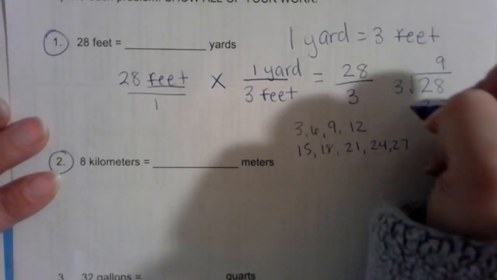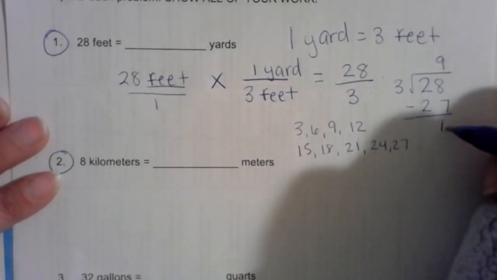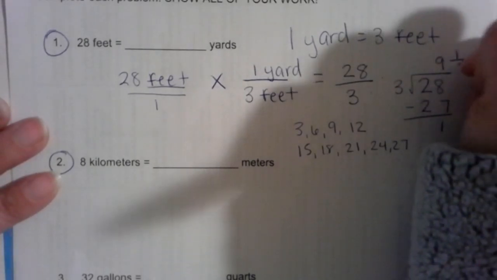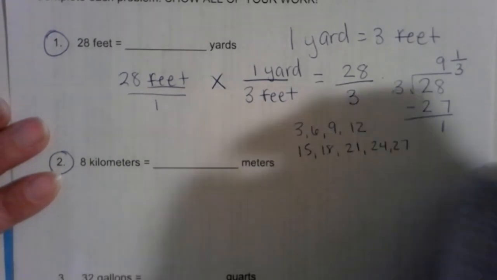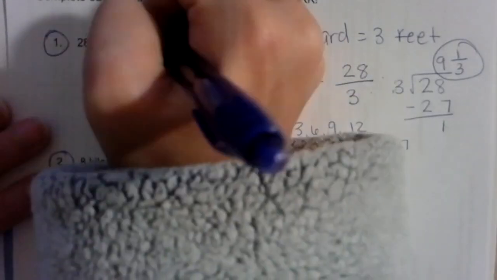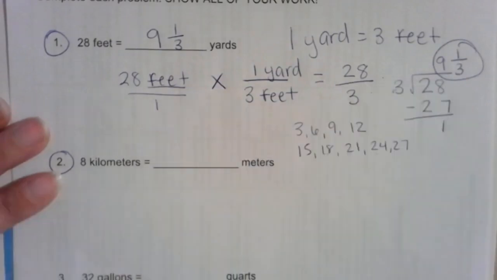27 underneath. Remember that our remainder becomes our new numerator, and our denominator, the number that we divided by, doesn't change. So the answer for this is 9 1/3 yards.